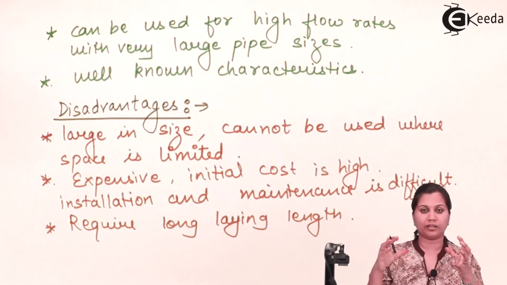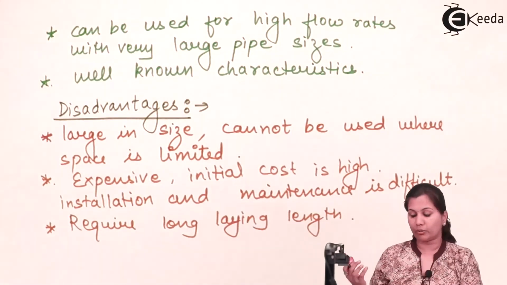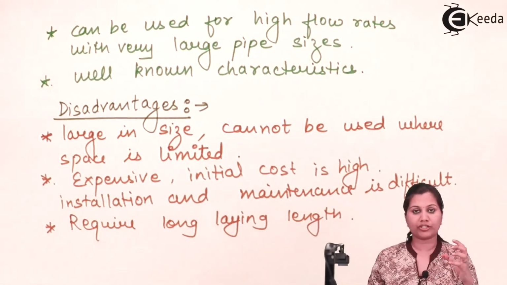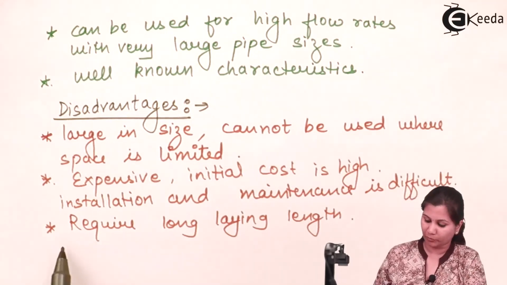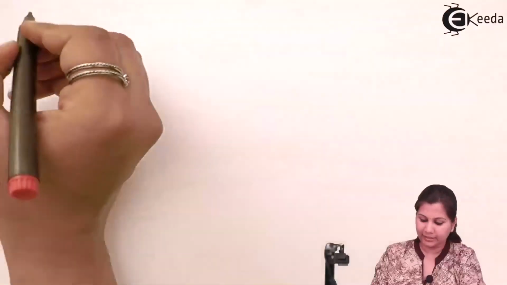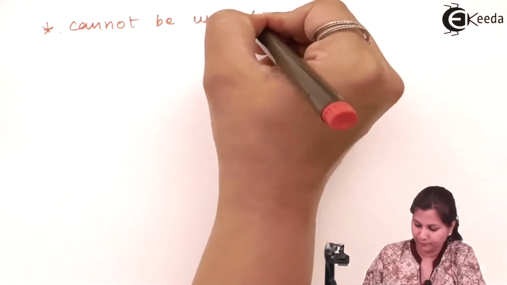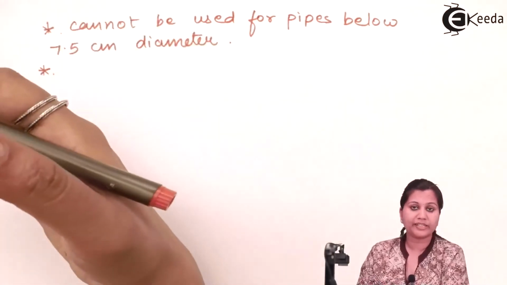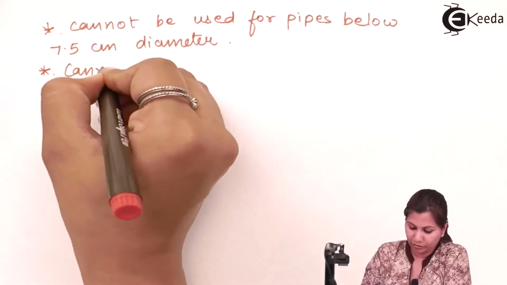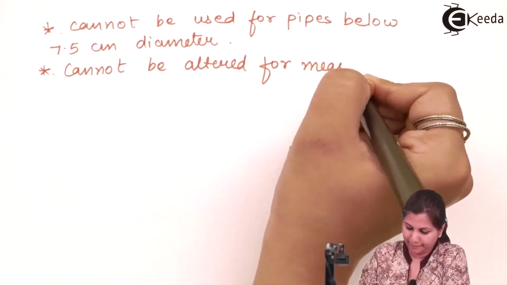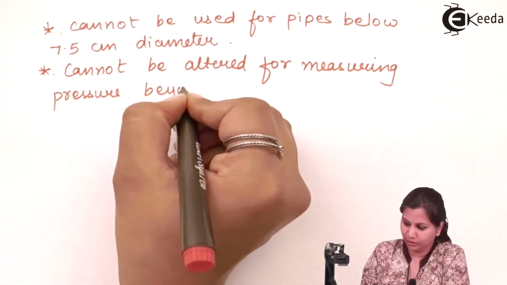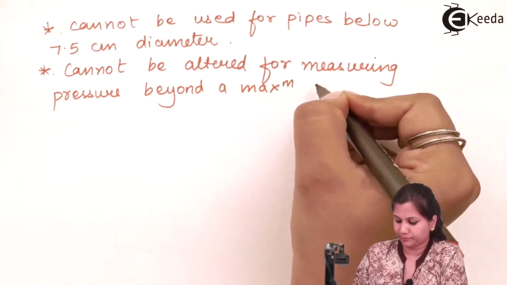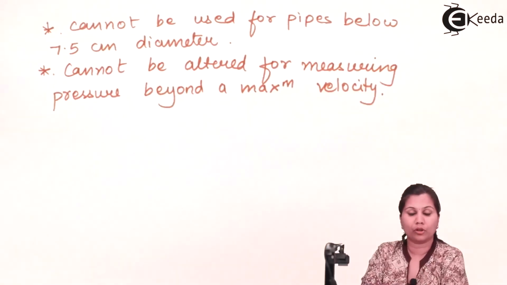Long laying length, because before the Venturi meter it requires a straight pipe, and after that the converging and throat and the diverging part, so its length is very much, so it requires a long laying length, and that is why it cannot be used in pipes which are below 7.5 centimeter in diameter. As I've already said, their maintenance is not easy and they cannot be altered by pressure beyond a maximum velocity. So these are some of the disadvantages of the Venturi meters.